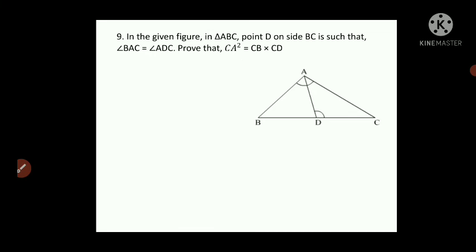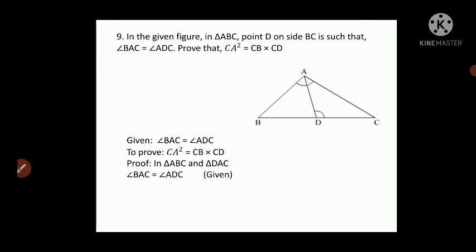You have to prove that CA square will be equal to CB multiplied by CD. So first we will write what is given. Angle BAC is equal to angle ADC, which is given. To prove: CA square is equal to CB into CD. In the proof we'll take both triangles, that is triangle ABC and triangle DAC.